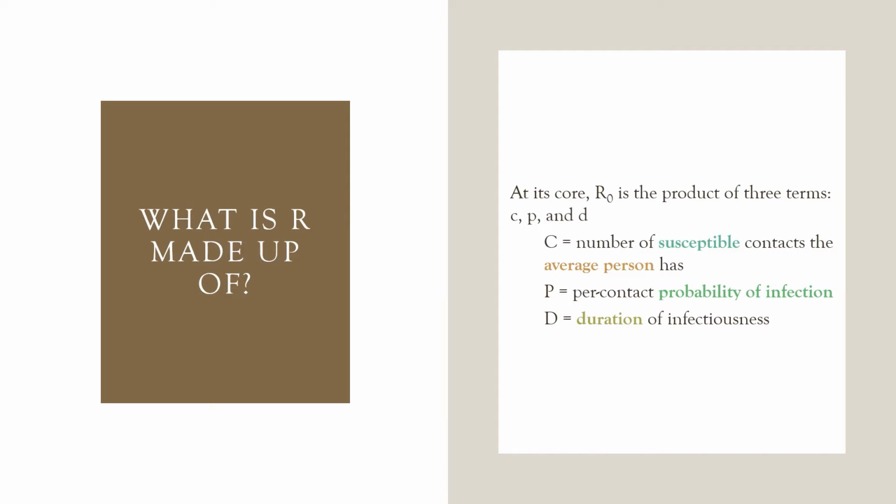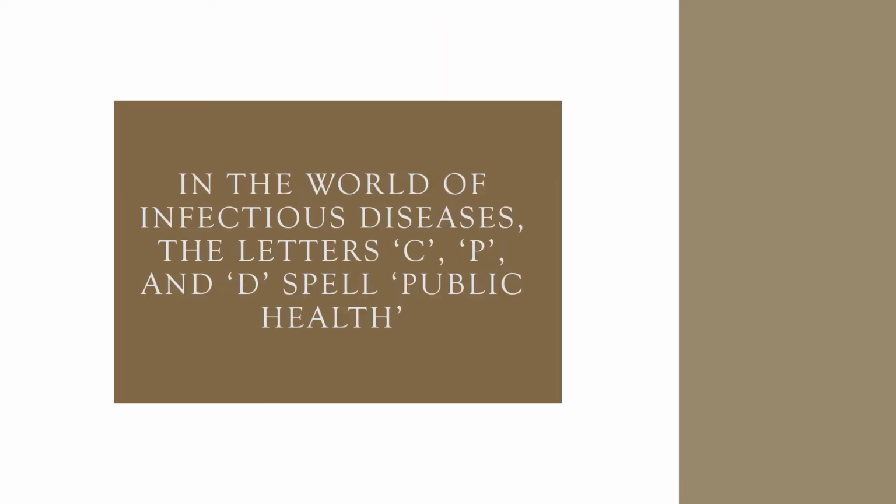And then D is the duration of infectiousness. How long is someone going to be infectious for? If you multiply these three products together, you can come up with the R naught value. In the world of infectious disease epidemiology, the letters C, P, and D spell public health, because we can develop interventions against each of these different aspects of an infectious agent.